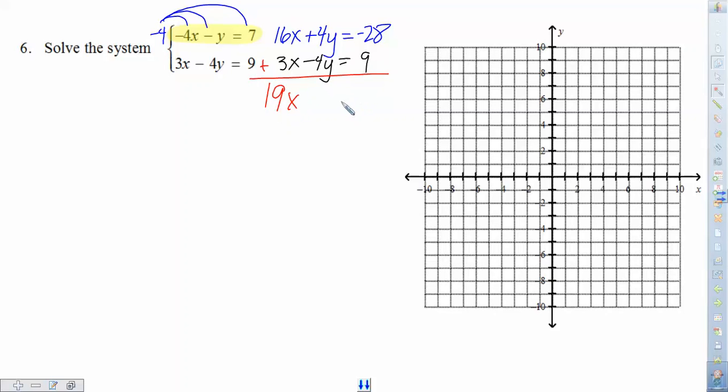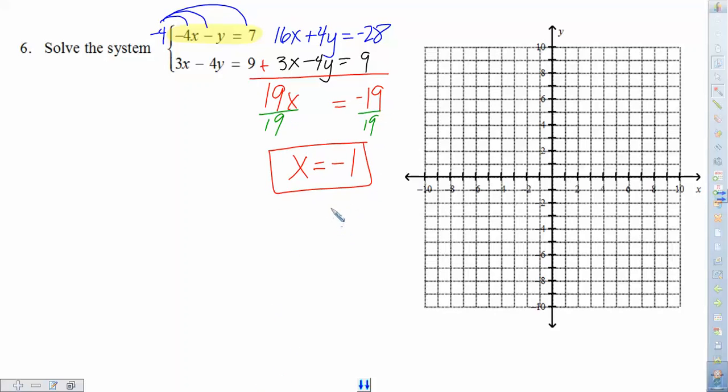The y's will eliminate, and then negative 28 plus 9, what's that going to put us at? You got it, negative 19. Ooh, I like the way this is going, because now to solve, I can just divide both sides by 19, and now x needs to be equal to a negative 1.